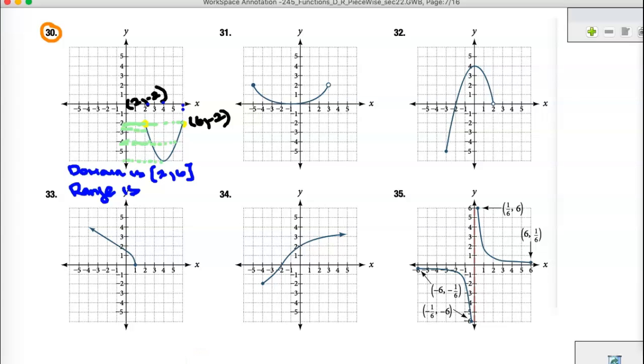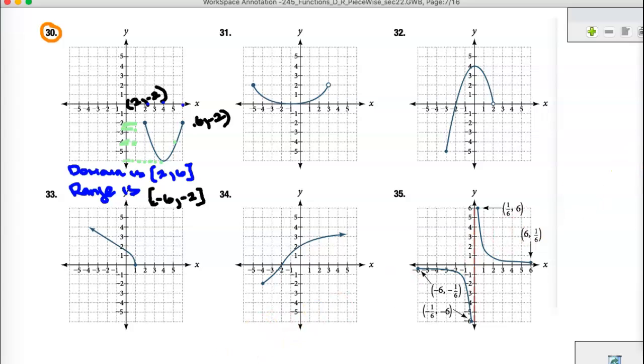Remember, when you're writing interval notation, you always write the smallest value first. So the smallest value appears to be negative 6, and it goes to anything between that and negative 2. And that again is because if you close this up, then you have these closed circles. It varies. Different graphs are going to have different domains and ranges.